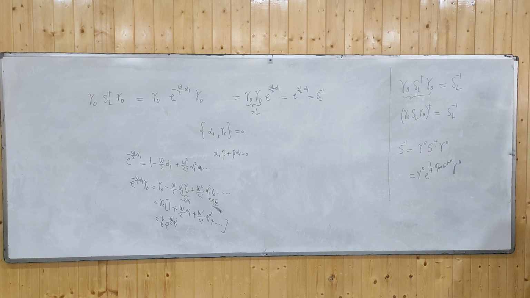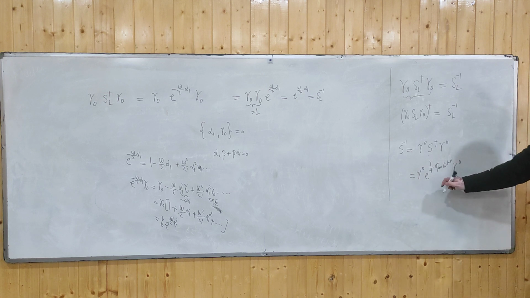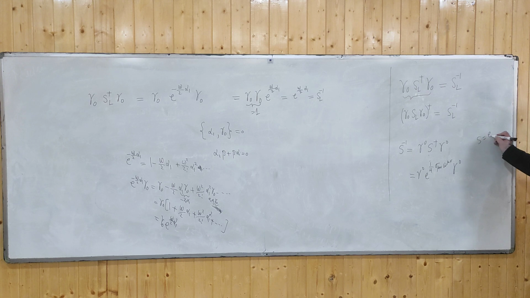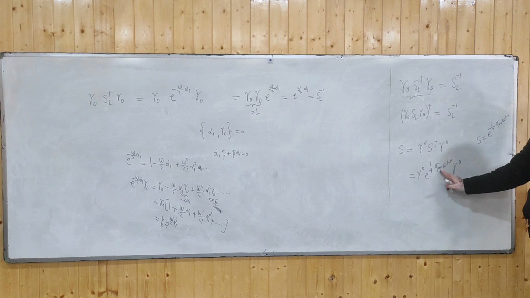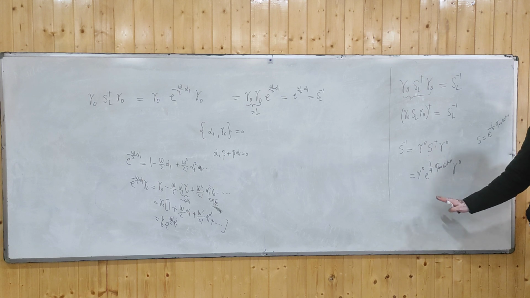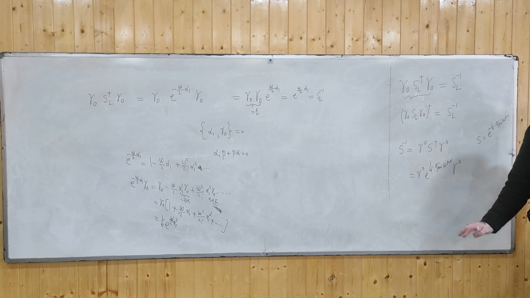In general, this can be done. Okay? Got it? So this is our S, which is e raised to the power minus i by 4 sigma mu nu omega mu nu. You can show it. For these Lorentz boosts, we have shown it. What do I need to show now? For rotations, clear? Yes, for rotations.